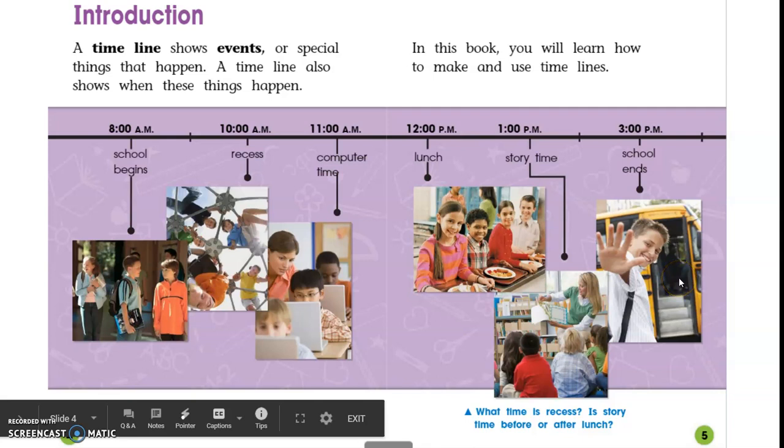Let's look at the captions down here. It says, what time is recess? Is story time before or after lunch?